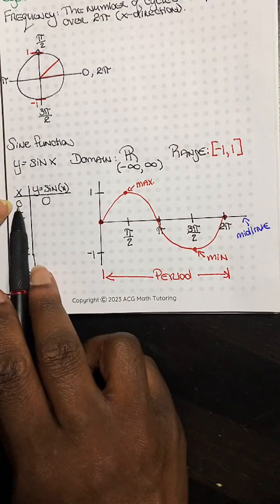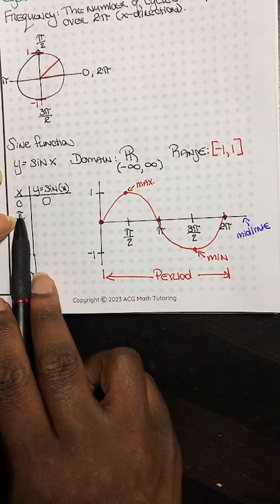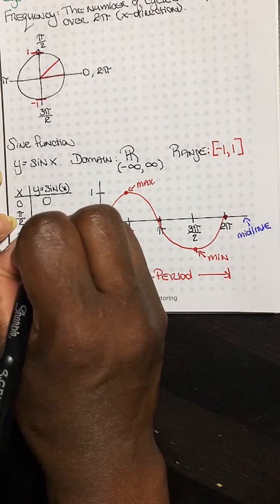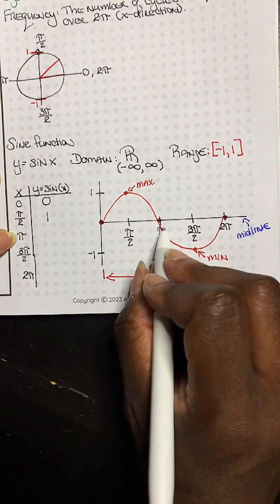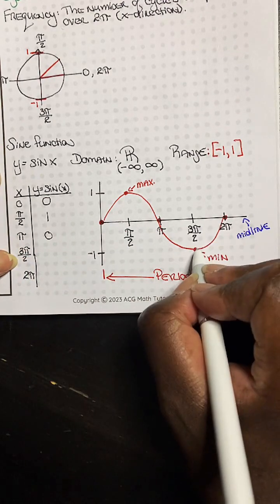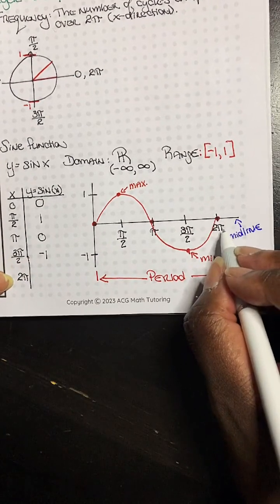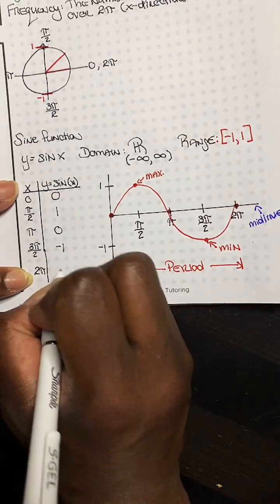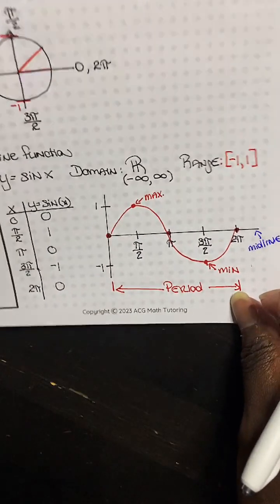So when x is 0, we're going to be at 0. When it's pi over 2, it's going to be at 1. When it's pi, it'll be at 0. 3 pi over 2 will be negative 1. And then 2 pi will be right back at 0.